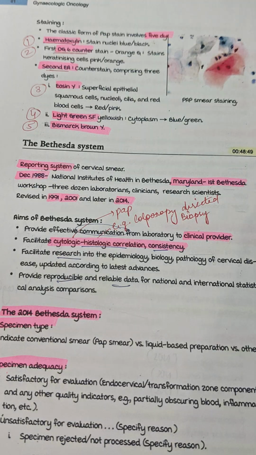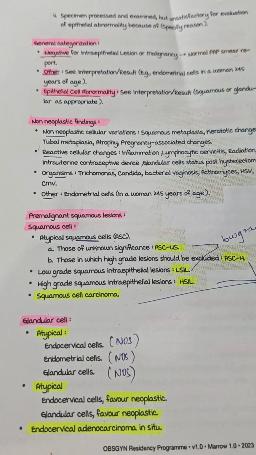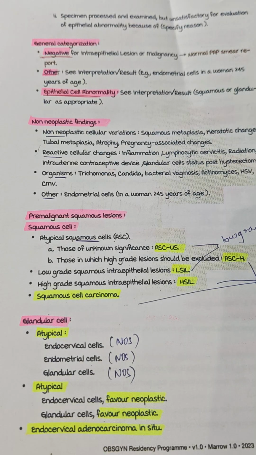So what is the reason for an unsatisfactory specimen? We have to specify the reasons, like specimen rejected, not processed. Then the general categorization is whether the report is negative for intraepithelial lesion or malignancy, that is a normal pap smear report, or we have to interpret if any abnormality is there, like endometrial cells in women more than 45 years of age, or if epithelial cell abnormality is there, then we have to classify it whether squamous or glandular.